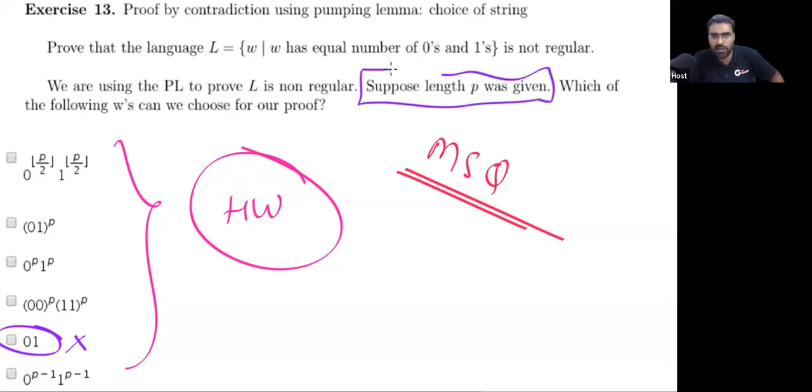Suppose length P is given. Do I know what P is? No. P can be 10,000, 1 trillion, anything. P can be 99. So this string you can eliminate. The remaining ones you have to check.